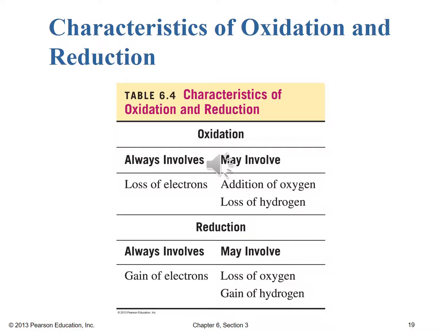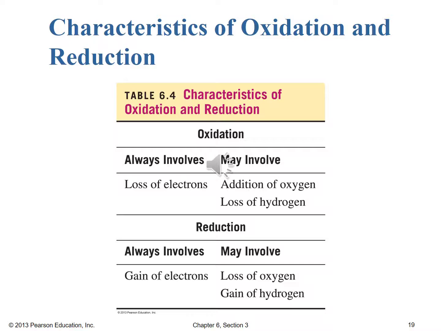So let's end this topic with table 6.4, which gives a nice summary of the characteristics of oxidation and reduction. Again, oxidation always involves the loss of electrons, whether you remember it as Leo from Leo says Ger or oil from oil rig. That's always true. In biological systems in particular, we'll often be following the addition of oxygen or the loss of hydrogen for that oxidation half reaction. For the reduction half reaction, it always involves the gain of electrons, whether that's the Ger from Leo says Ger, or the rig from oil rig, or however else you've determined to memorize that. You'll always be right about that.